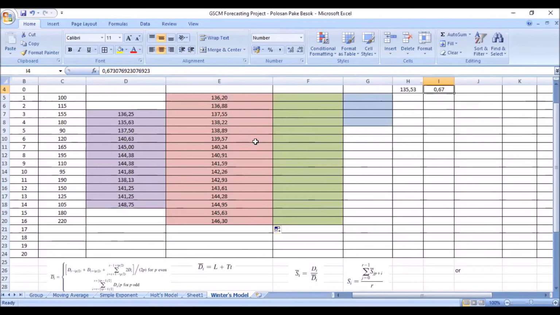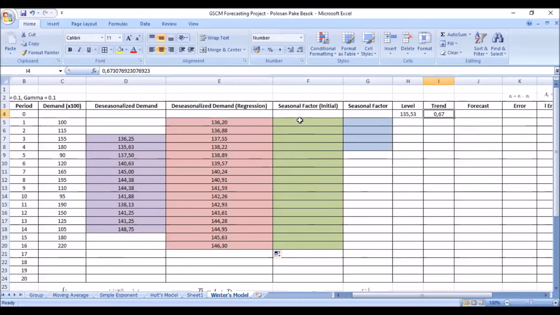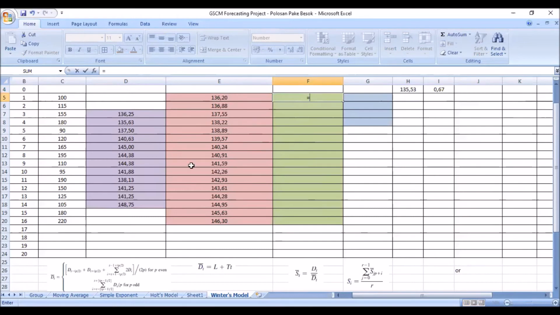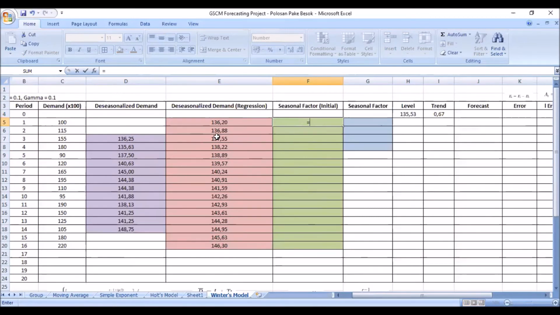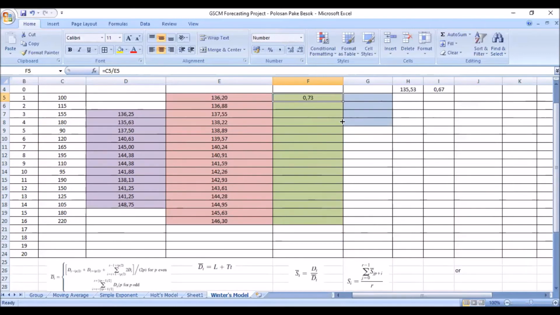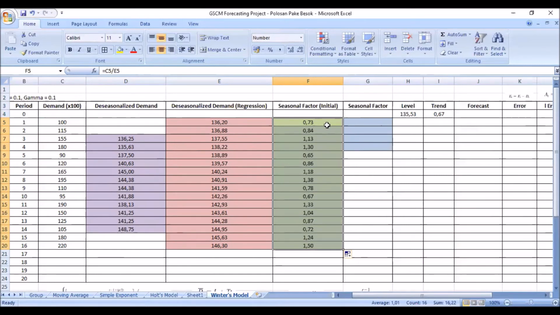So we're going to go to the seasonal factors, which can be found by dividing the actual demand by the deseasonalized demand. In this case, we're just going to divide it using the Excel formula, simply taking the demand divided by the deseasonalized demand, and we found the initial seasonal factors, and we just need to take it down.